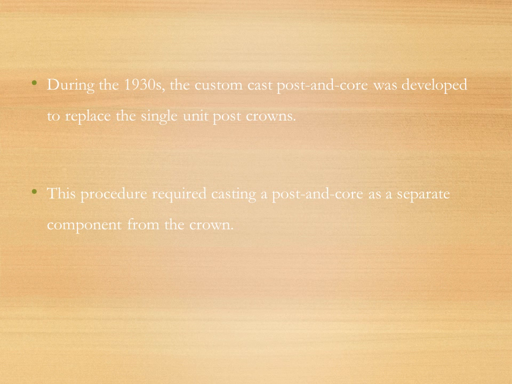These are very good for cases where you have less than 25% of tooth structure. To help retain the crown, you need a stronger kind of post and core system. So you can think of the custom made cast post and core. In these cases, you have to fabricate the post and core separately and the crown separately, so it's not a single unit. However, the post and core is one single unit.